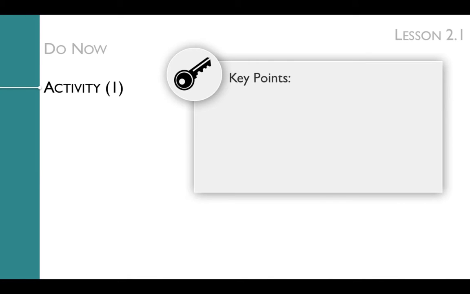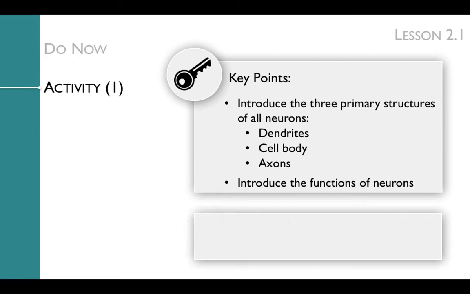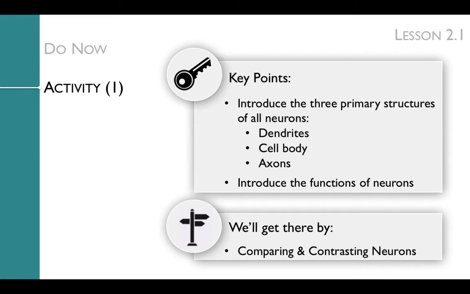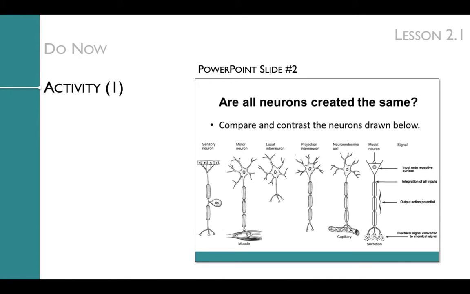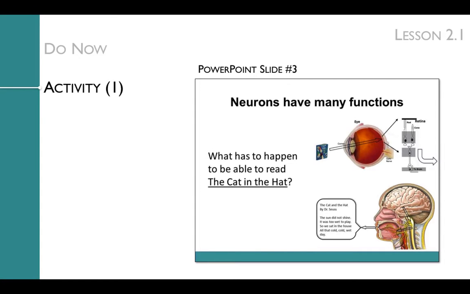The key points of the first activity are to introduce the three primary structures of all neurons: dendrites, cell body, and axon, as well as introduce the function of neurons. We'll get to this key point by comparing and contrasting pictures of neurons that are included on PowerPoint slide number 2, all of which have dendrites, cell bodies, and axons, albeit each of these structures takes on different forms in each of the neurons pictured, but they are all present in each neuron. The first activity also introduces the idea that neurons have many functions by asking the students to review what has happened to be able to read The Cat in the Hat, the example that we used in lesson 1.5.